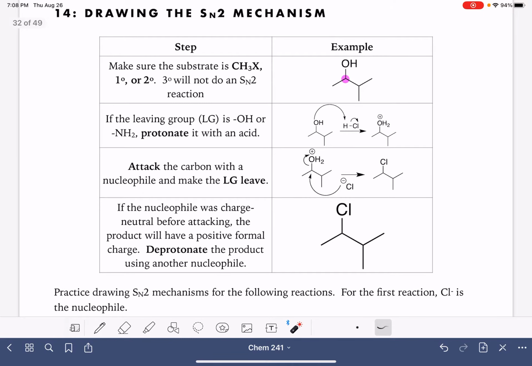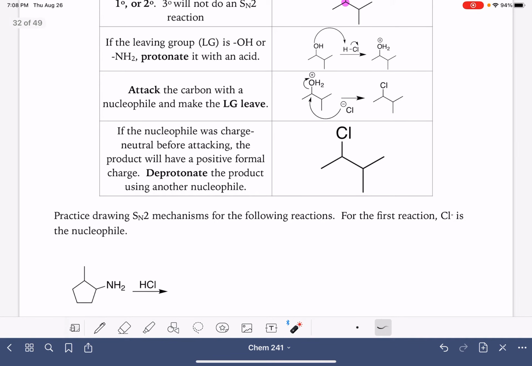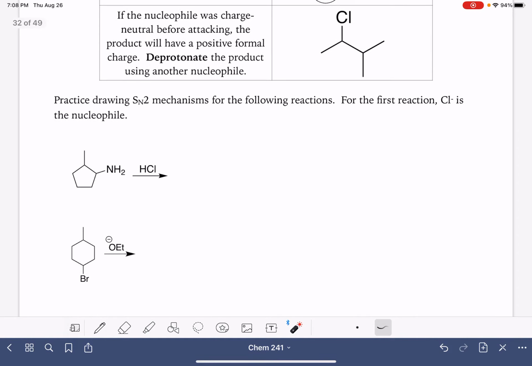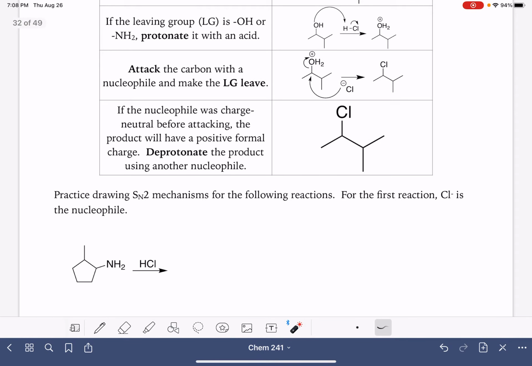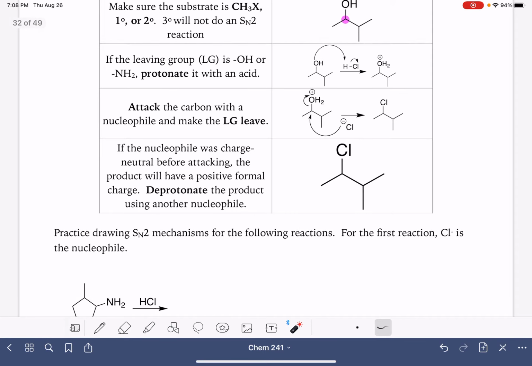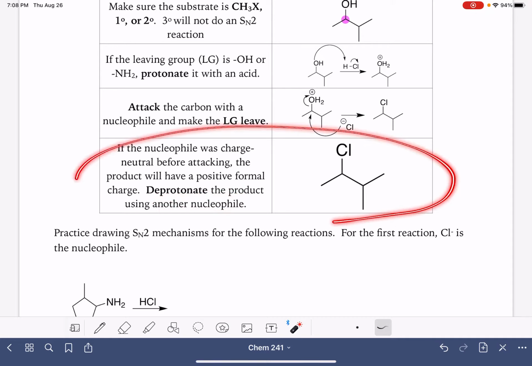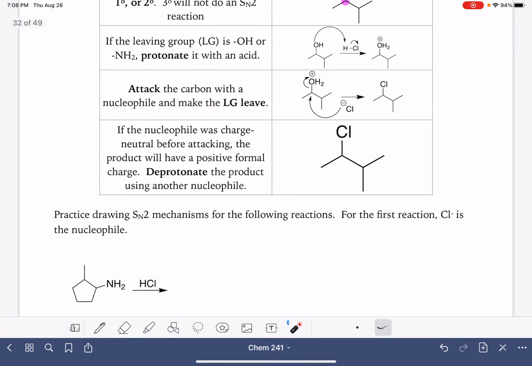So let's take a look at some specific examples. This one I'm going to kind of gloss over until we actually apply it. No, we're actually probably not going to apply this. If the nucleophile, so that's this thing here, was charge neutral before it attacked, then we're going to have to deprotonate the product. This is pretty uncommon. You're not going to see an example of this on this worksheet, but you will see it pretty soon.